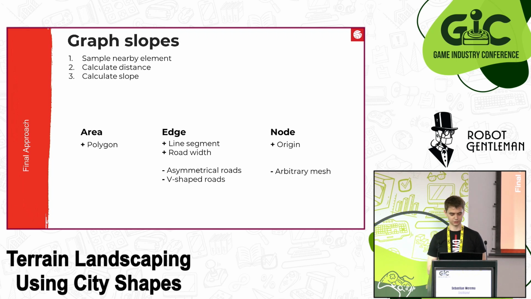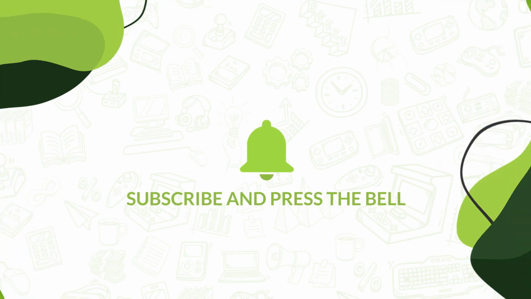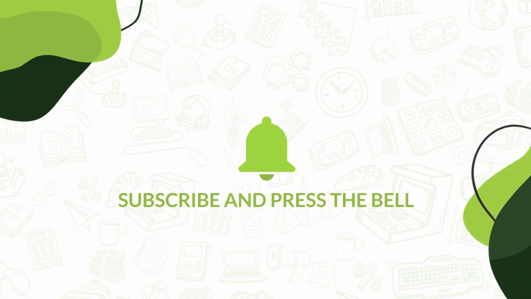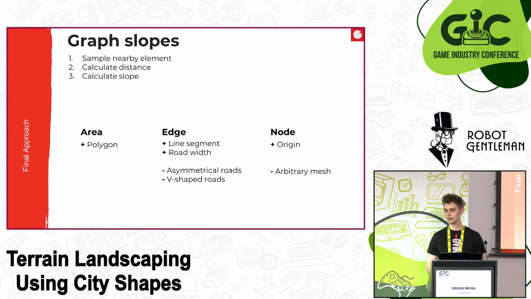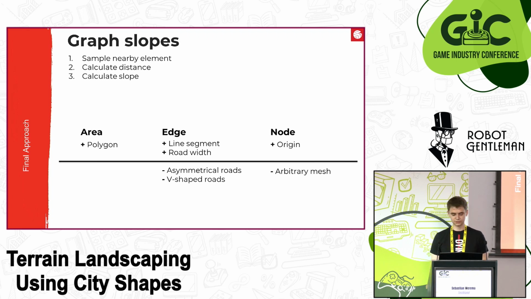And for areas, it's actually pretty straightforward, since these are just polygons with 3D vertices. We have everything that we need. For edges, we have what's the most important, which is the line segment and road width. But unfortunately, with that, we can only assume that these roads are going to be flat and symmetrical, which is not the case. And for nodes, we only have their starting position, which is a problem, because crossroads can be any mesh with any shape. So we don't have any information other than the mesh itself, which we do not want to use here. So what can we do about this missing data?